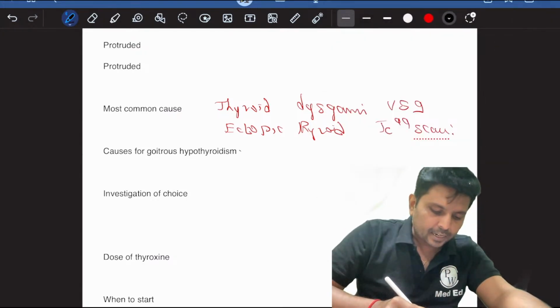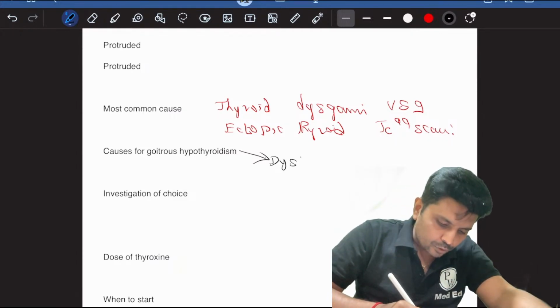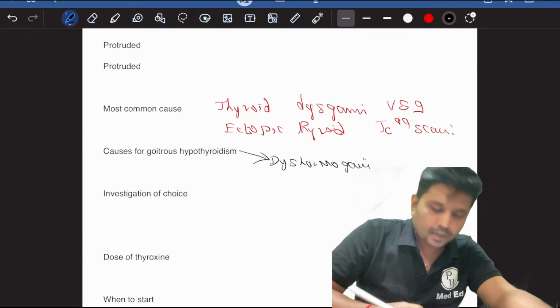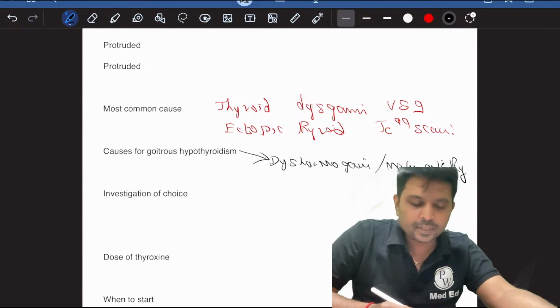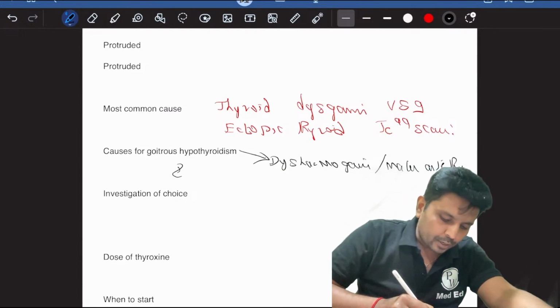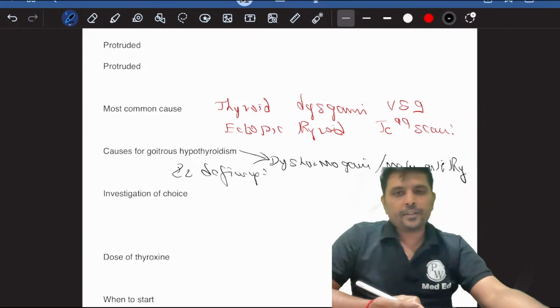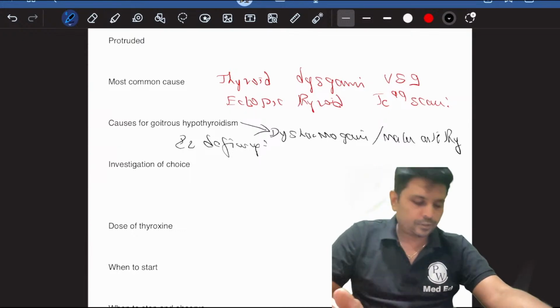What are all the causes for goitrous hypothyroidism? As we discussed already, three causes. One is dyshormonogenesis. The second one is maternal antithyroid drug. The third one, what is the third one? Iodine deficiency status of the place. But majority, it usually occurs in hill places.